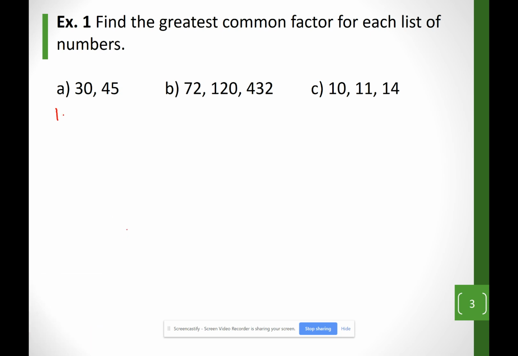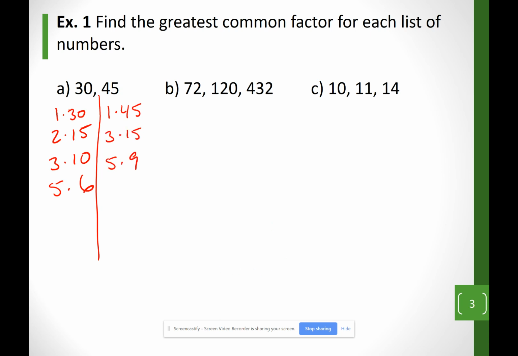I'm just going to say 1 times 30, 2 times 15, 3 times 10, 5 times 6. Notice that my list on the left keeps on increasing. After 5, it's 6, which is already a factor. So all those numbers are factors of 30. Now for 45, I'm going to have 1 times 45, 3 times 15, and 5 times 9.